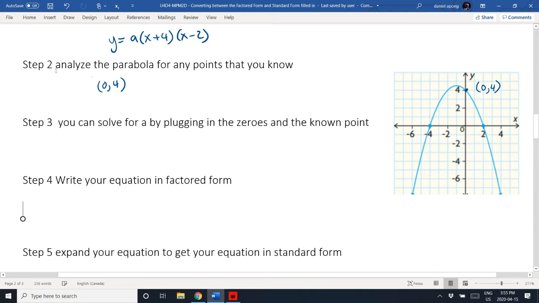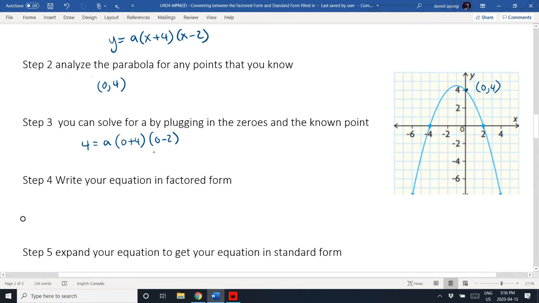You can go straight into step 3, which is we can solve for a by plugging in the zeros and the known point. So into our skeleton equation, we're going to plug in all that we know. So we know y is equal to 4 when x is equal to 0. So let's plug that in. And then let's figure out what a is.